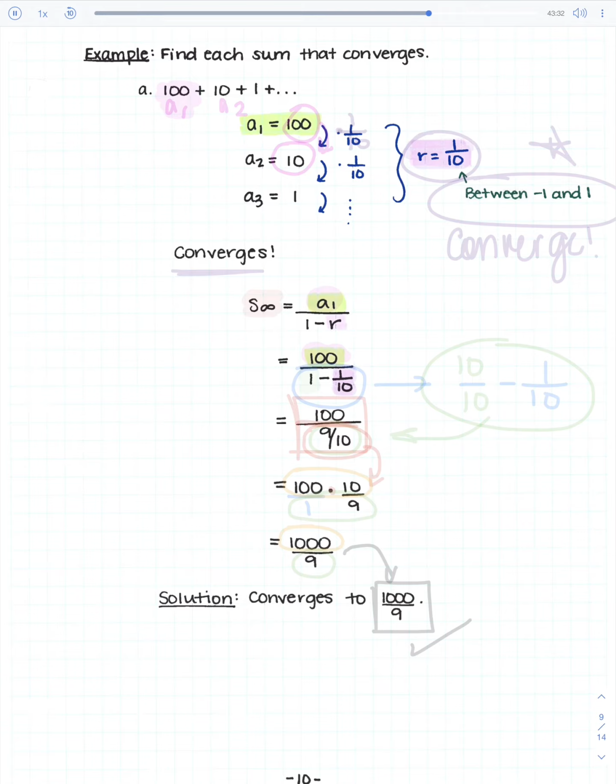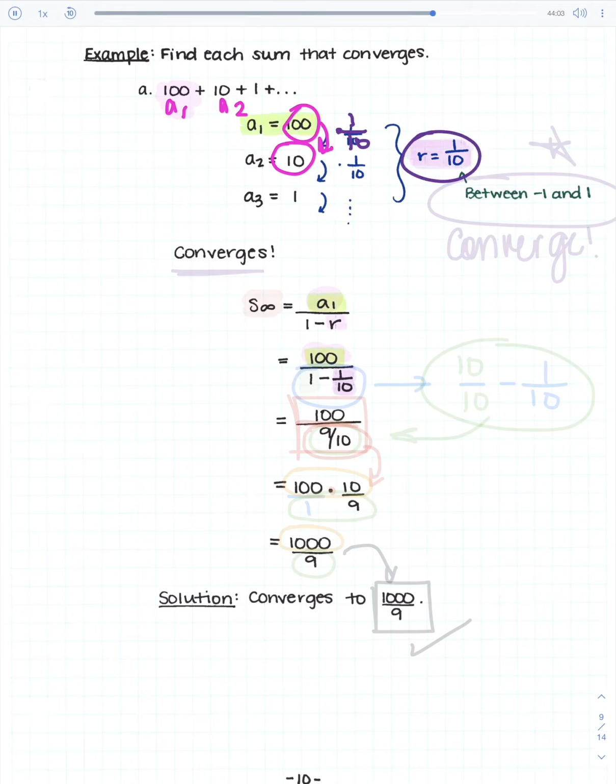Well, if we look at this first sum, the first term, A1, is 100. The next term, A sub 2, is 10. So let's just look at those first two terms, 100 and 10. How do you get from 100 to 10? Well, notice your number is getting smaller. It's actually getting cut or divided by 10. That is the same thing as multiplying by 1 over 10. So that means that's my common ratio. My common ratio is 1 over 10.